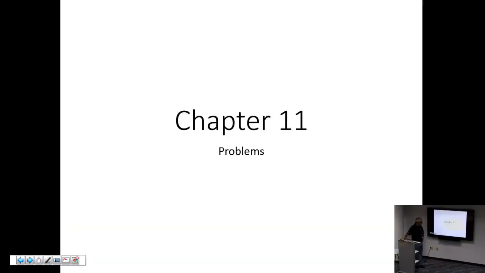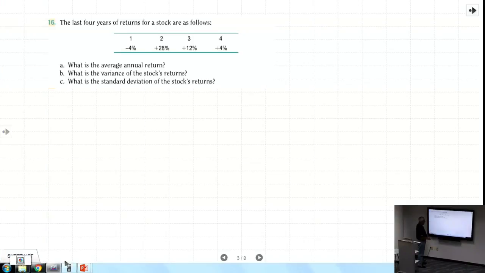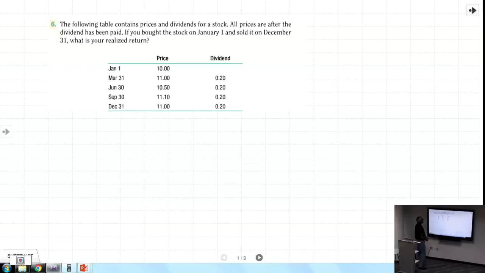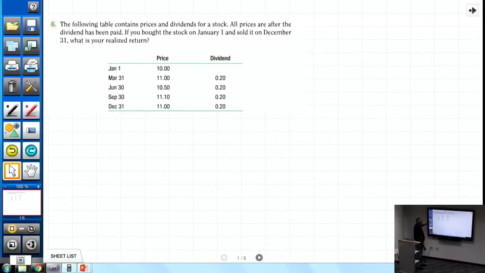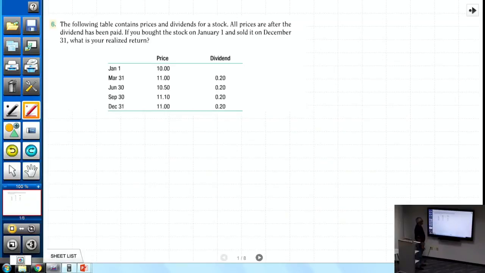So we'll look at problems from chapter 11. The first problem asks us to look at this one over here. We are given a table of stock prices and dividends that have been paid over certain periods of time. So from here, the question is, what is your realized return?